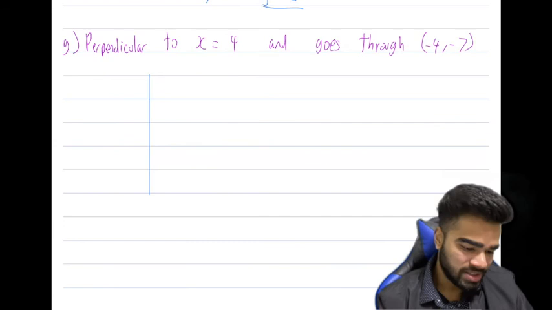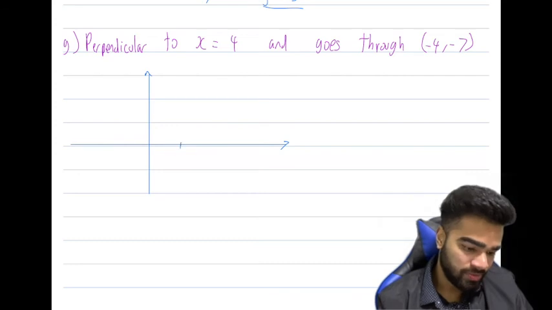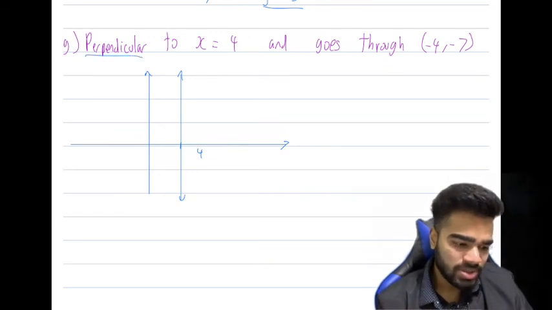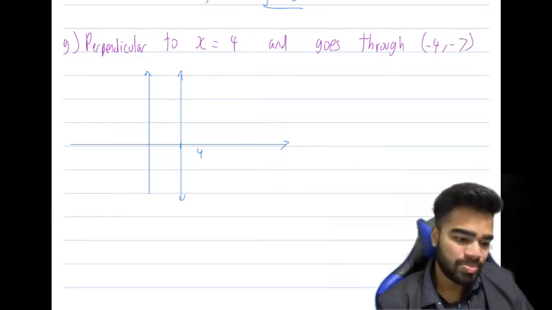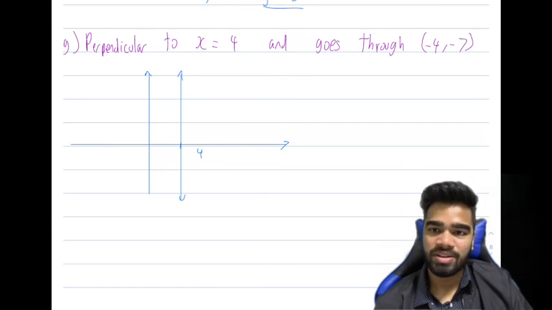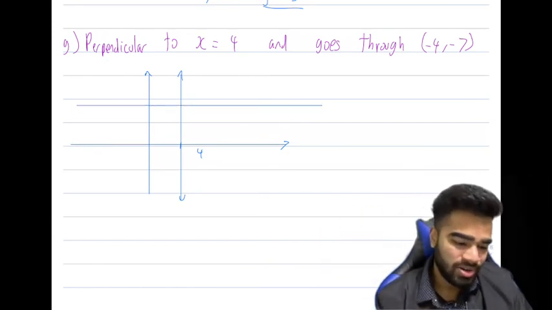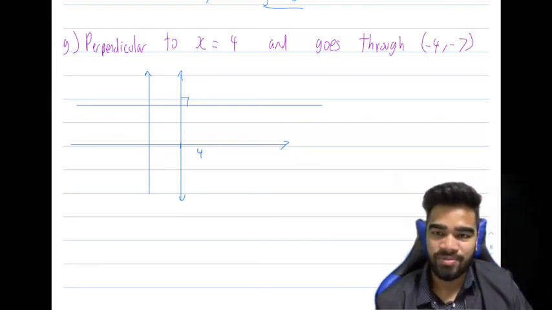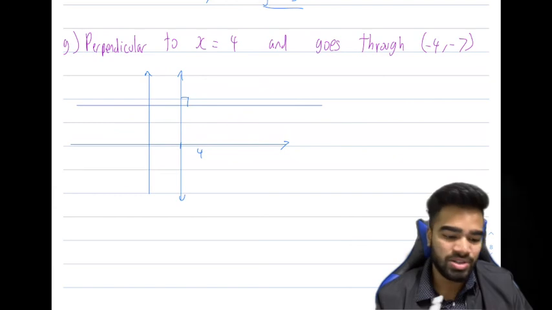So this time it's saying, okay, we have x is equal to 4. X equals 4 is a vertical line. Remember, it's a vertical line at 4 and goes to that. Now it's saying it's a perpendicular line. So what is a perpendicular line to a vertical line? Well, it's simple, guys. It's a horizontal line, because remember, these two need to make a 90-degree angle, right? So if it's perpendicular to a vertical line, it's a horizontal line.